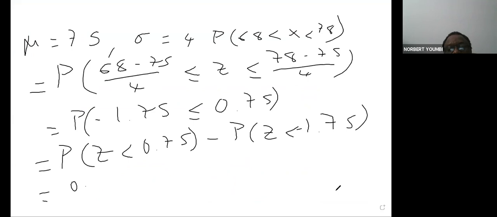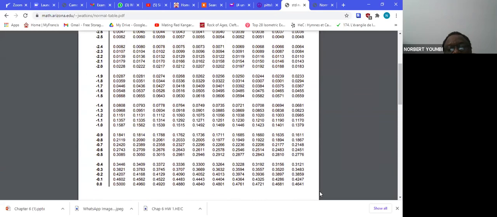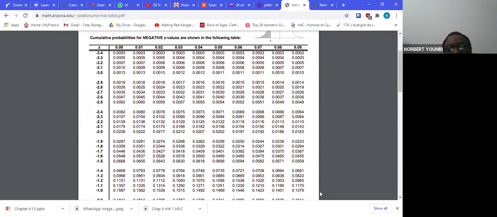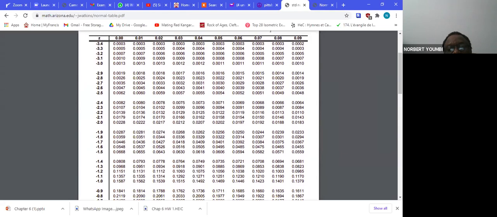Zero point 7734. Now minus negative 1.75. We'll go back to the table for negative 1.75. Negative 1.7 is here, and we are going to look for where 5 is. And we have 0.0401. Minus 0.0401.